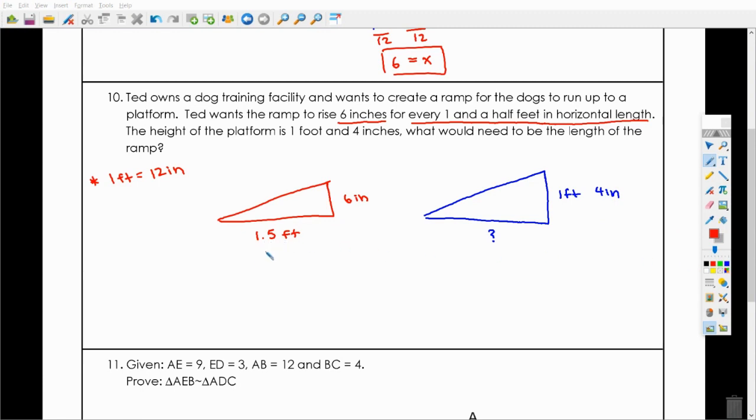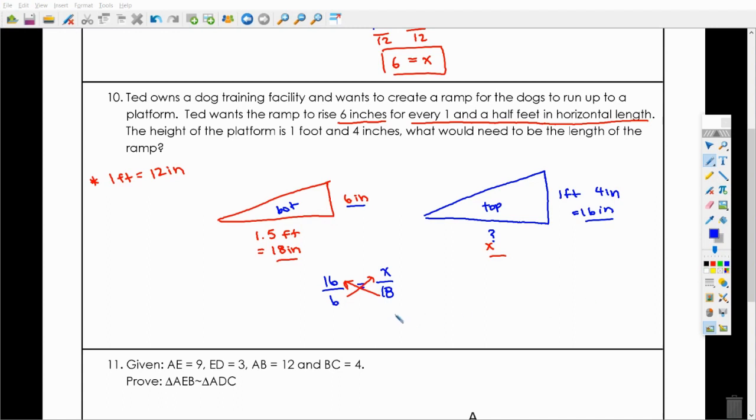So 1.5 feet is 12 inches plus half of that. So 12 plus 6 is 18 inches. And then 1 foot, so 12 inches plus another 4 inches, that is going to give us 16 inches. So now that it's all in the same units, we could do our scale factor, or figure out what the proportions are. So put one of them on top. Here we don't know what the other one is, so you could put x if you'd like. And so this one I'm going to put on top, this one on the bottom. You could switch them if you like. But 16 over 6 is equal to x now over 18.